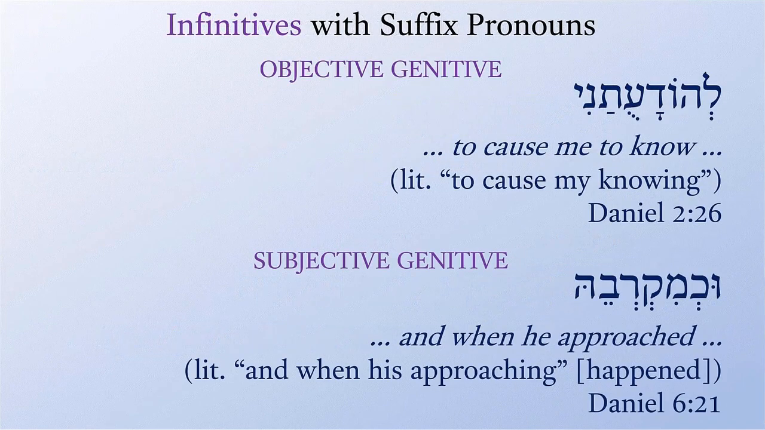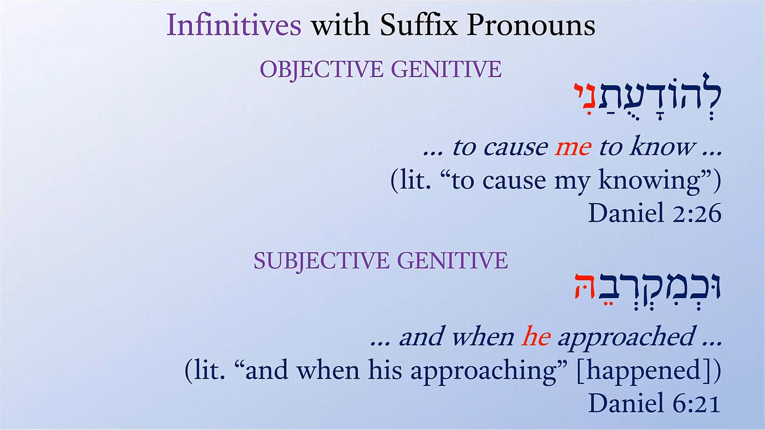Okay, now we talk about infinitives. So let's look at the top, the objective genitive case here. To cause me to know, Daniel 2:26. So literally, because an infinitive is not a verb, it's a verbal noun, it means to cause my knowing. So that first person common singular suffix is acting like it's attaching to a noun there. Okay, so to cause my knowing.